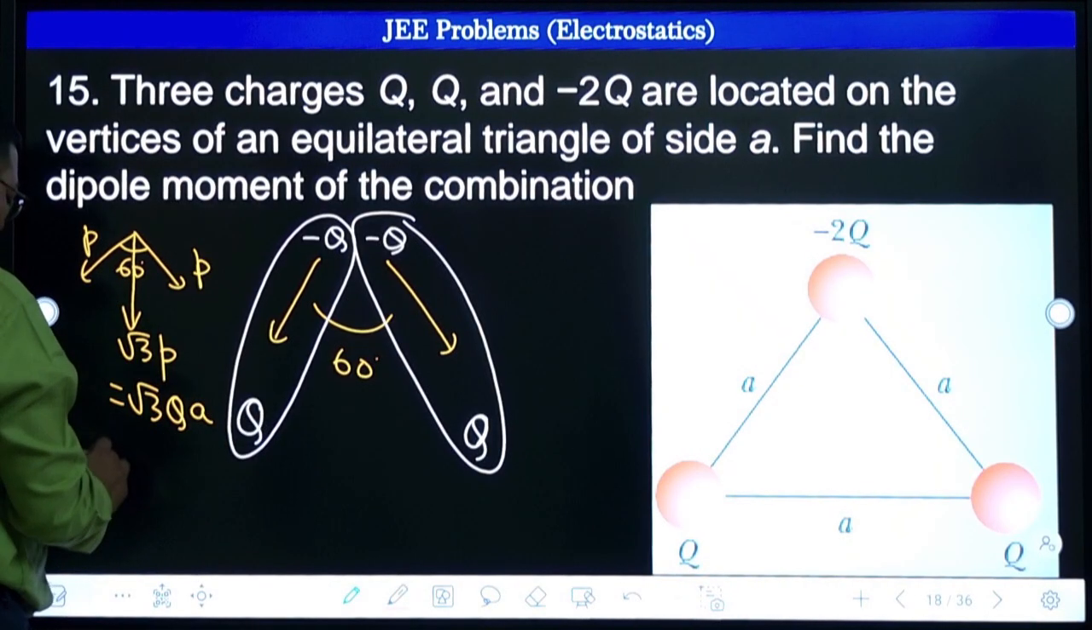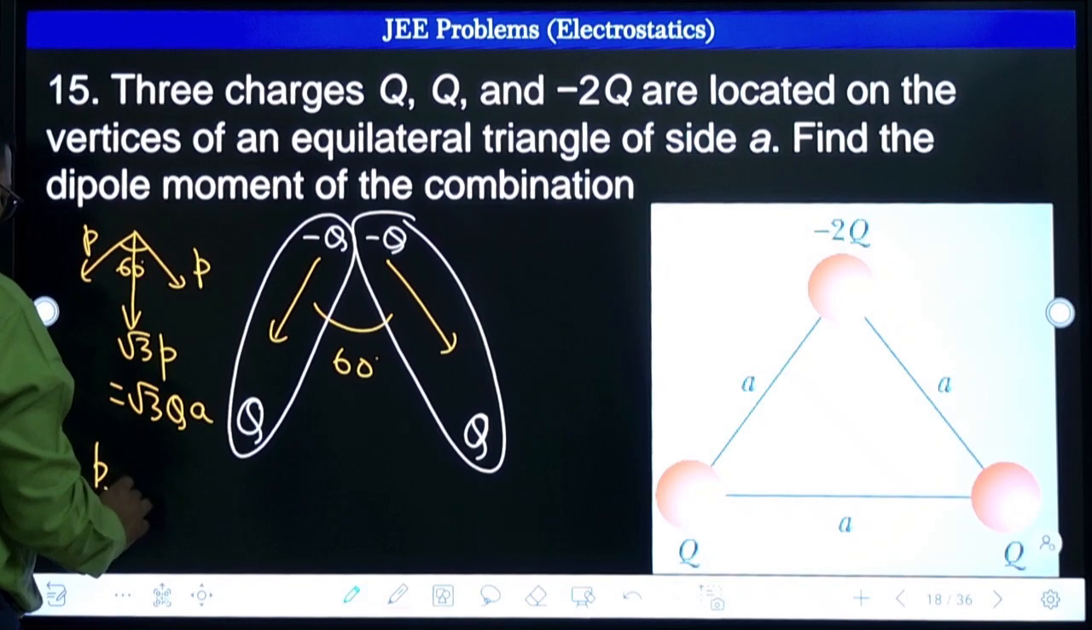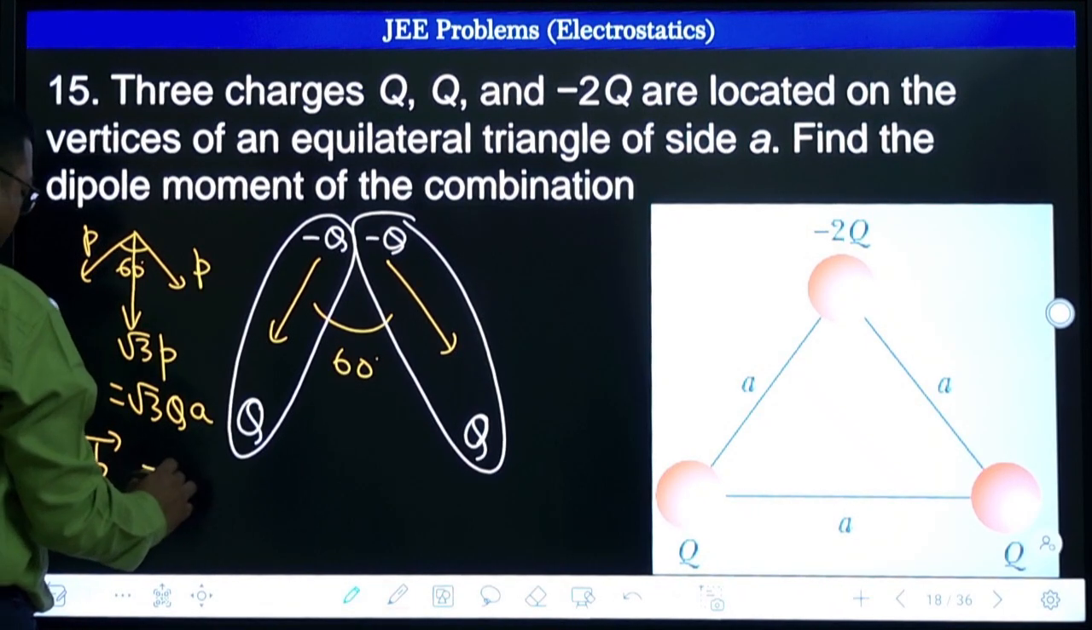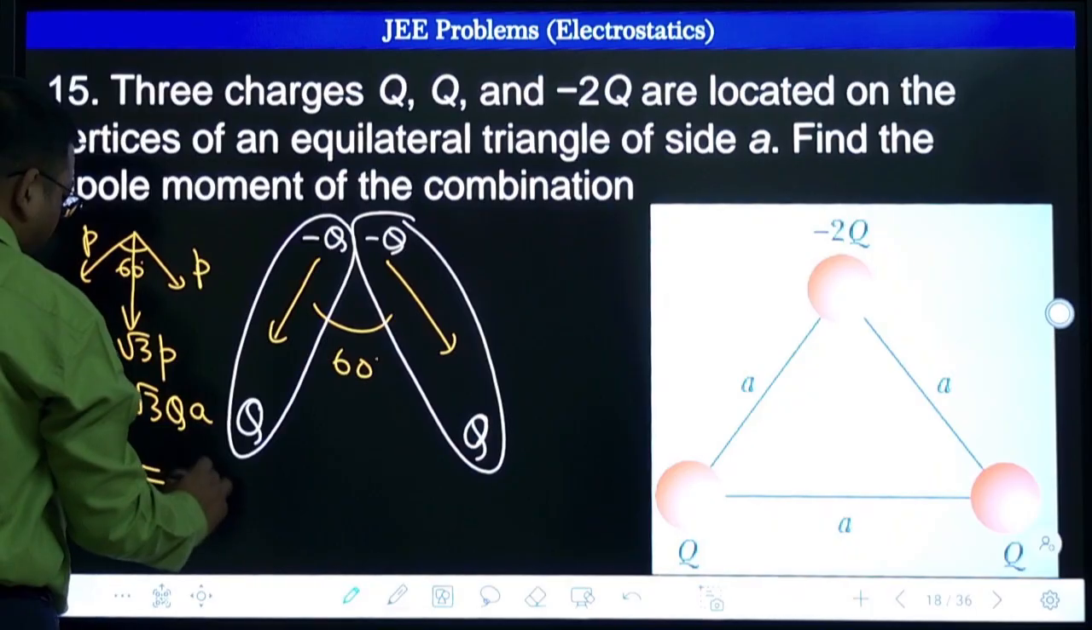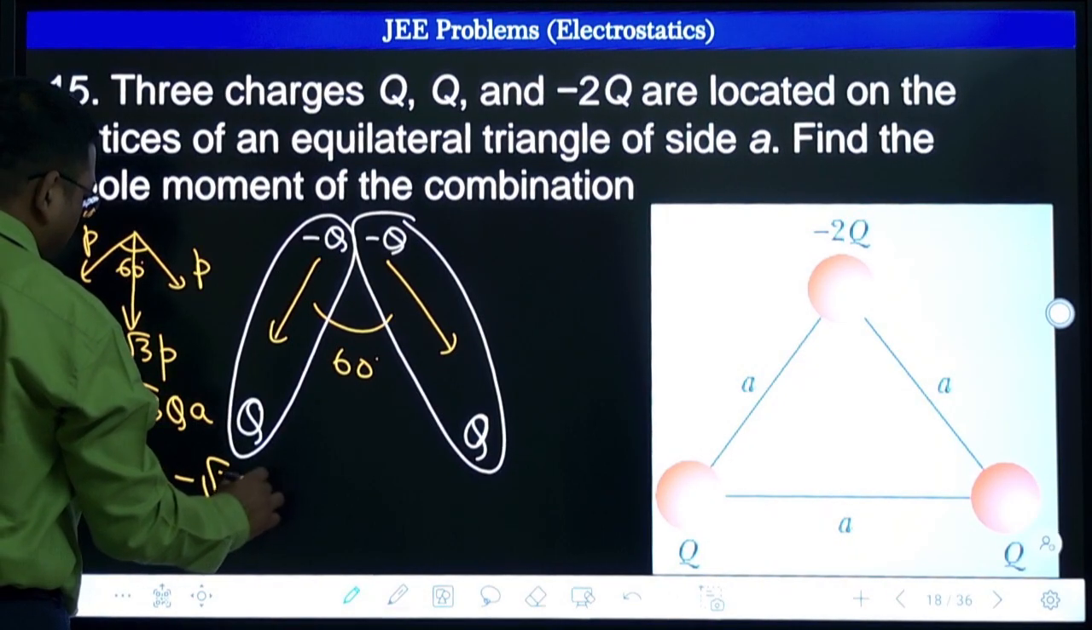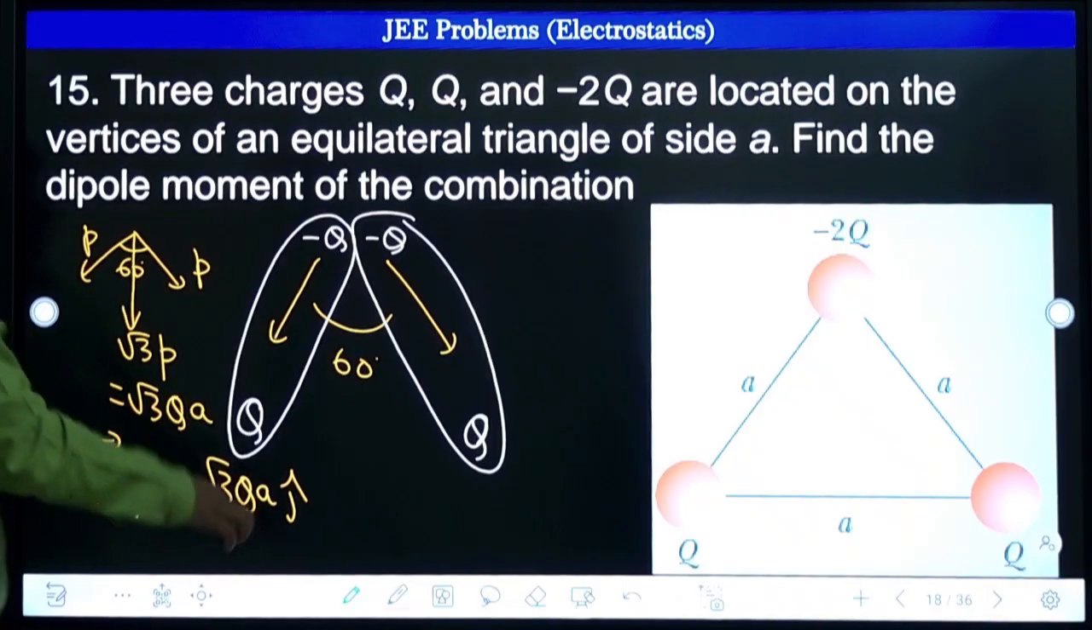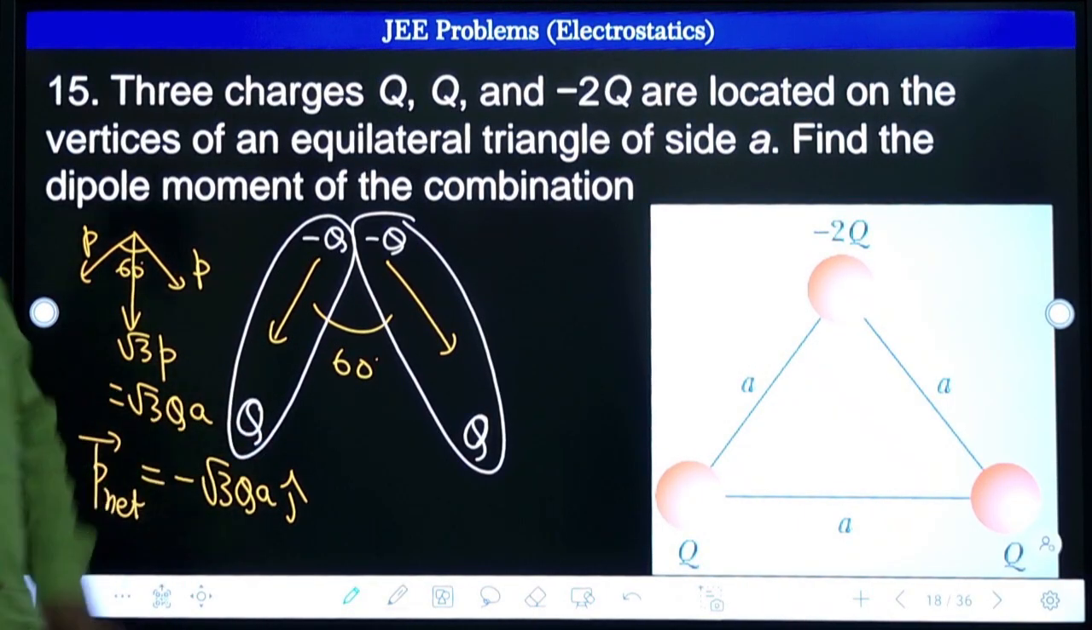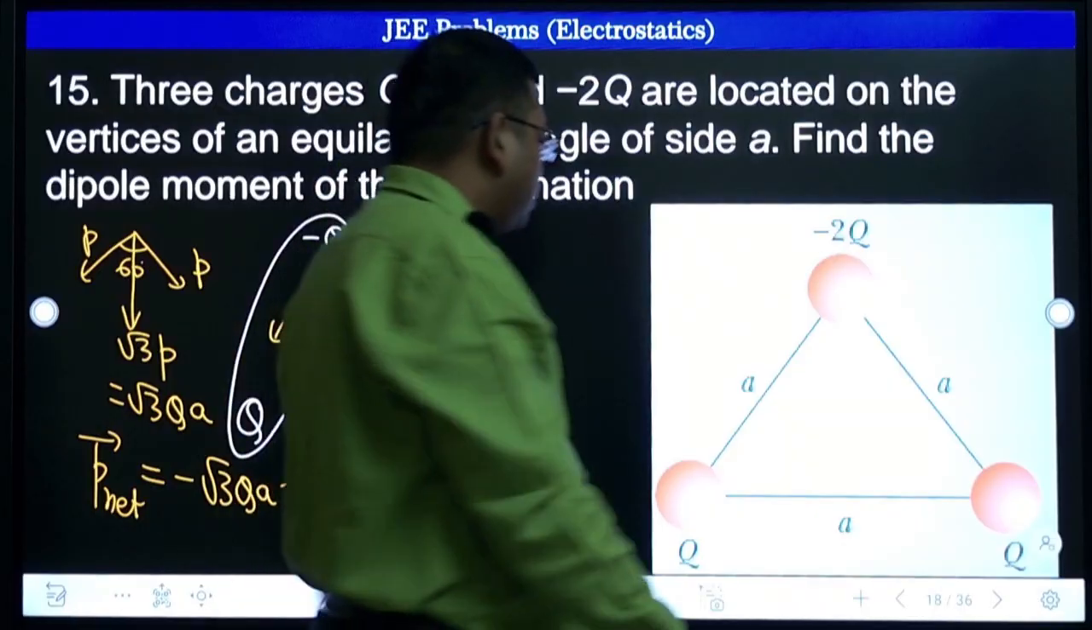And if you want to write this net as a vector, so minus root 3 q a j cap. Minus j cap means downward it is coming, exactly, that's the answer. Let us move next.